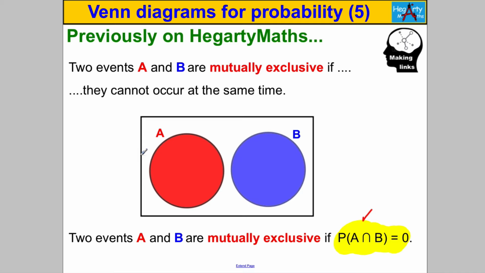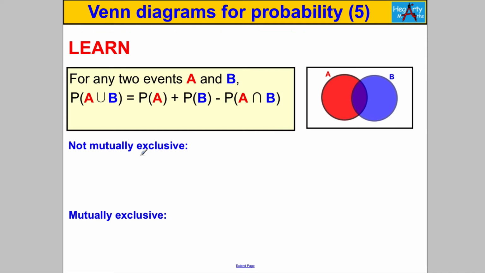I haven't used it before because you can answer most questions without it, but I think it's a useful result and could make solving some of our problems much quicker, and this is it. It says for any two events A and B, the probability of A or B is the probability of A add the probability of B, subtract the probability of A intersection B. Now it's fairly common sense, and I do want to prove to you why it is true.